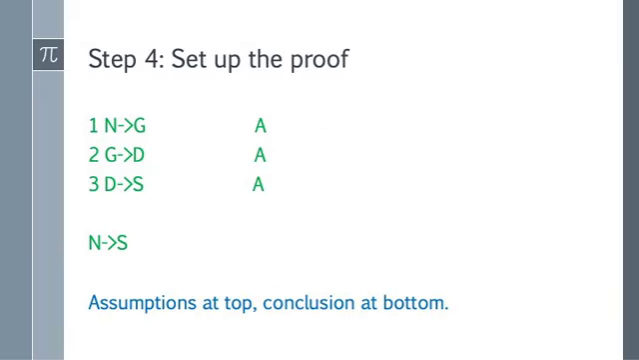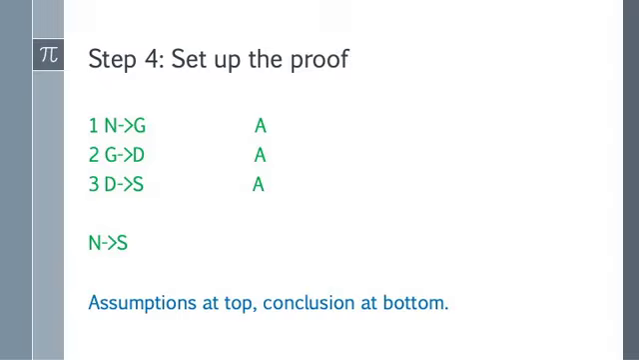Now, step 4, setting up the proof. Remember, we always put the assumptions at the top. The assumptions from the premises that you bring in are called assumptions in the proof. So N arrow G, G arrow D, D arrow S, those are placed at the top. Those are all assumptions. They're given to us, right? They're justified by just being assumptions that are given. Then we have N arrow S. That's the conclusion. We place that at the bottom because we are not sure how many steps it's going to take us to get there.